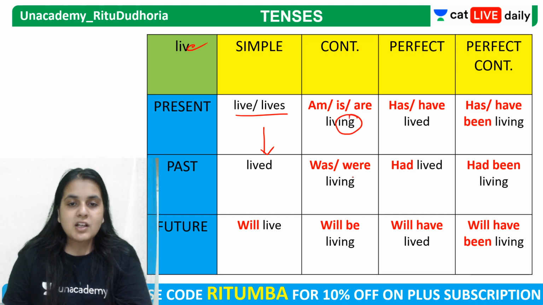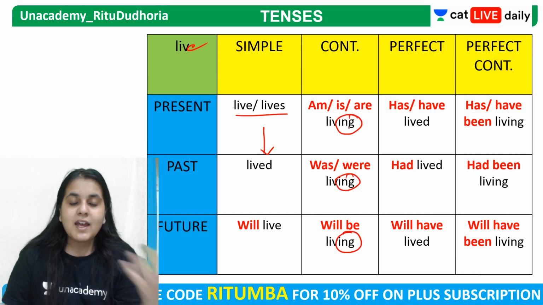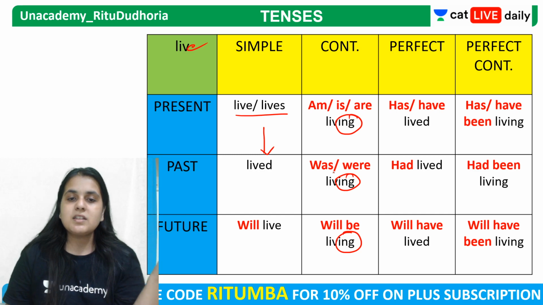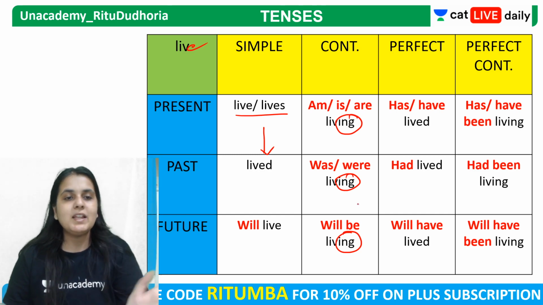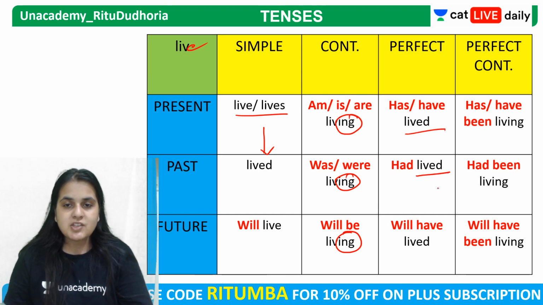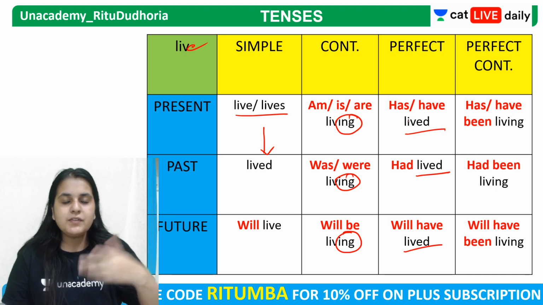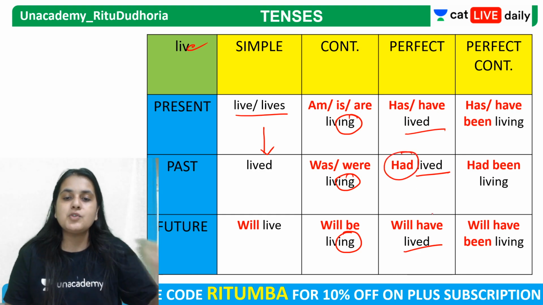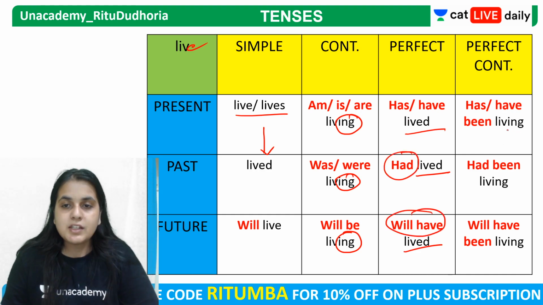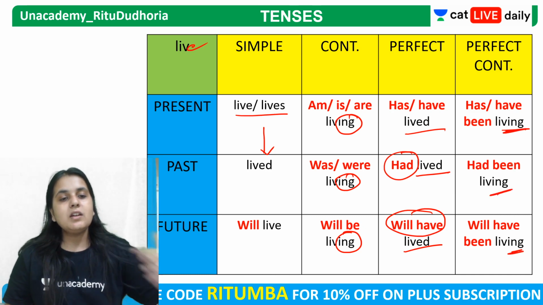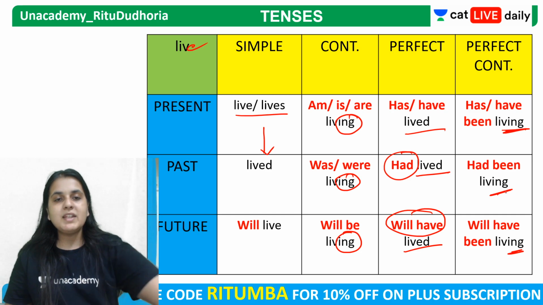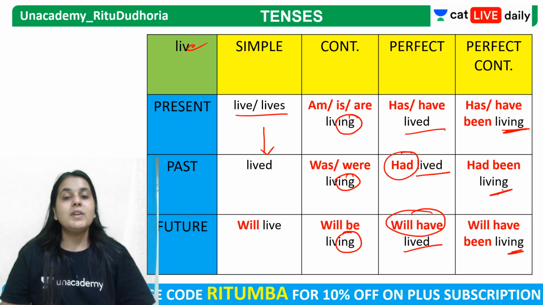Continuous, ing आ जाएगा, ing आएगा, ing आएगा. Am living, is living, are living. Past tense was or were living. Future will be living. Perfect tense, lived आ जाएगा. Has lived, have lived. Past of has and have is had. Future is will have. Continuous, present perfect continuous, वापस ing आएगा. Has been living, had been living, will have been living. Clear? So ये तो हो गया structure.